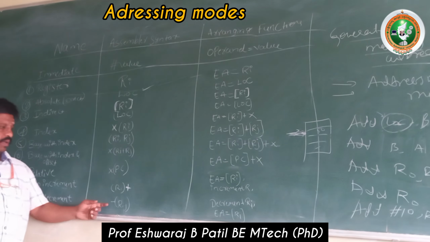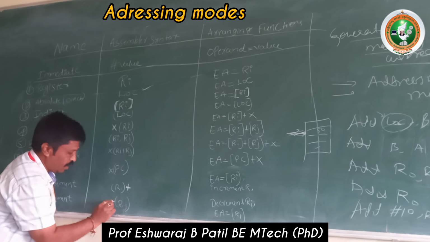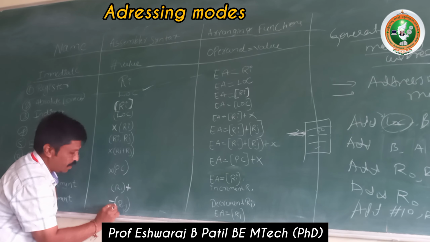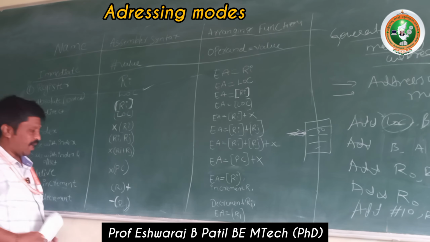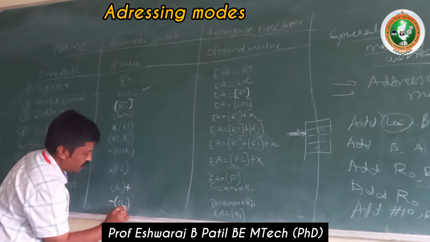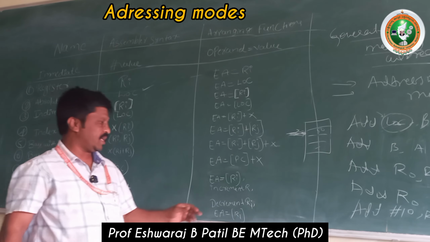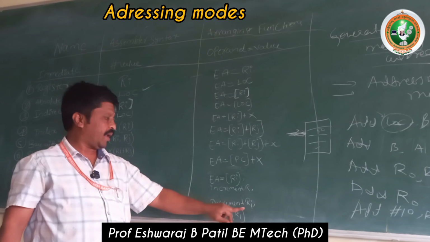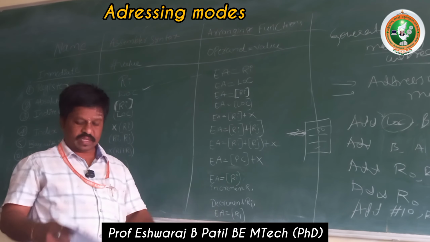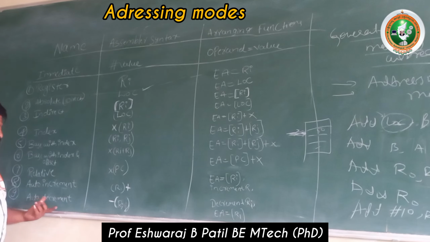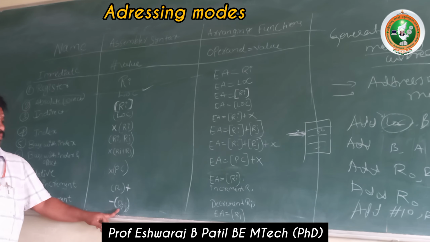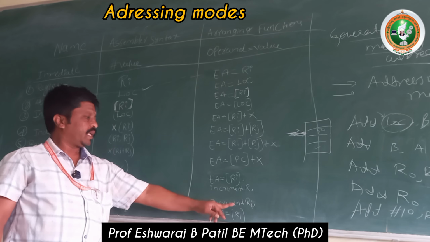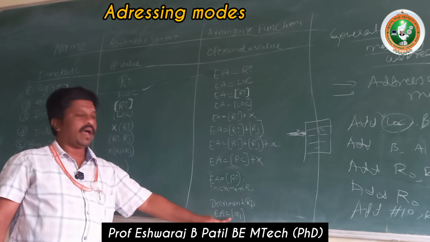Similarly, the ninth one is auto decrement. We have the minus operator here, before RJ. This is called RI minus. Just the same here, the decrement of RI, the effective address is RI itself. Auto decrement is the decrement operator, this minus operator, with RI, and the effective address is the decrement of RI.